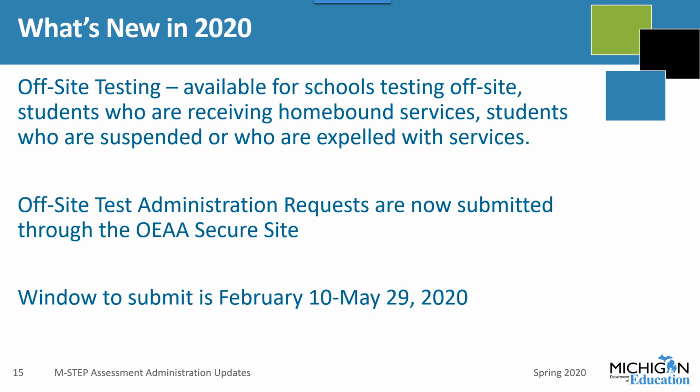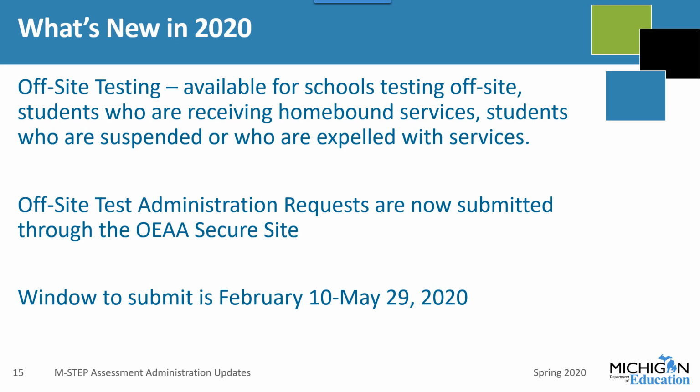Off-site testing continues to be available for schools who have a need to test off-site and for individual students who receive homebound services, students who are suspended, or students who are expelled with services. What's new is that these requests are now submitted through the OEAA Secure Site. There is no longer a link to the request form on the MSTEP webpage.